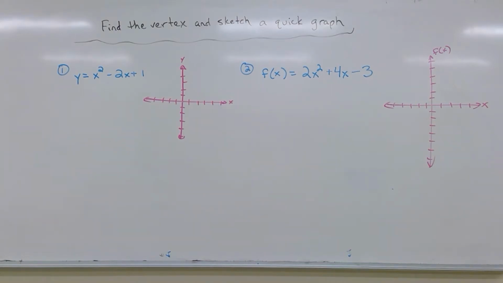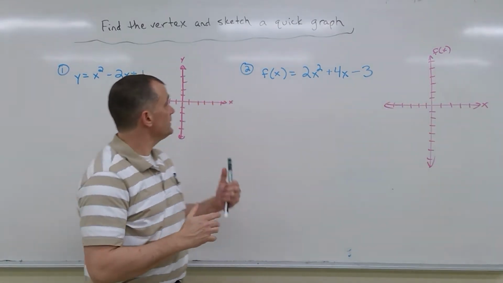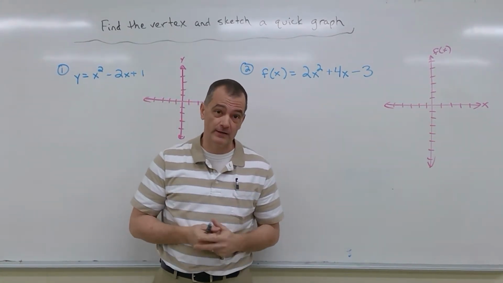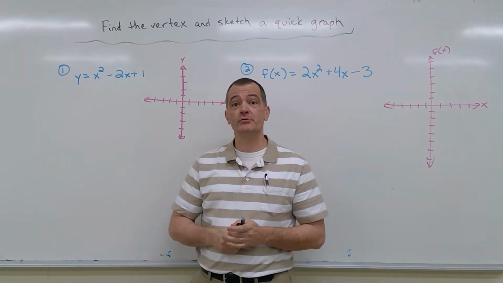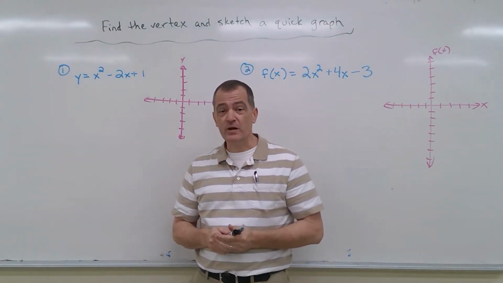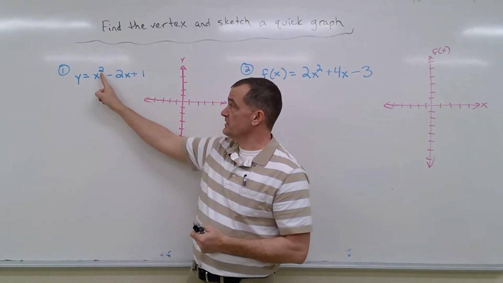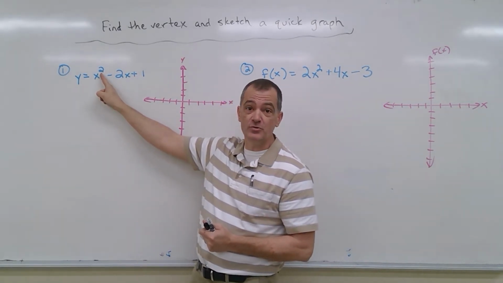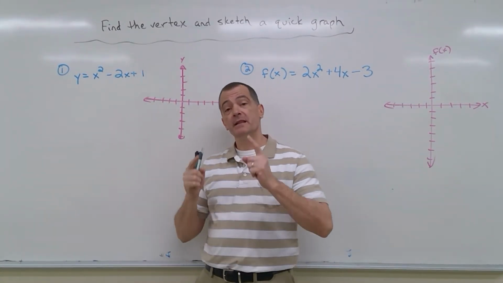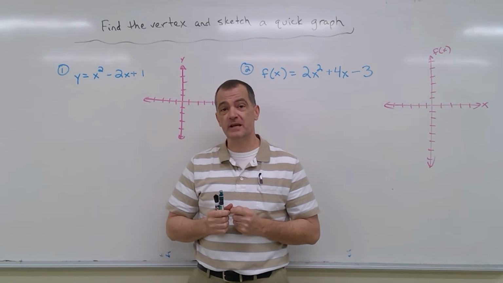Let's find the vertex and sketch a graph. That's all we really got to do. I am back again, and what I'm going to do very quickly is show you two ways to find the vertex of a quadratic equation. So keep in mind, a quadratic equation, general form, is f of x equals ax squared plus bx plus c. So when you see the highest exponent is a 2, usually that's a good indication that you're dealing with a quadratic equation. But like I said, I'm going to show you two ways to find the vertex.